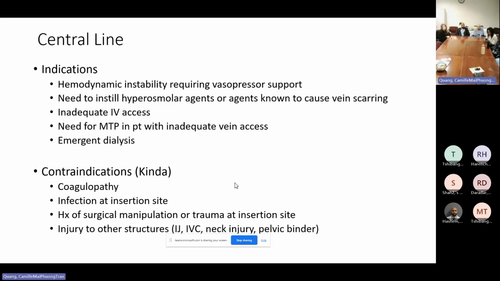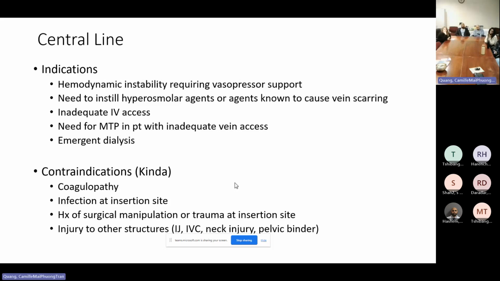So indications for a central line are hemodynamic instability requiring pressors. You need to give hyperosmolar agents, so that's going to be like 3% normal saline or mannitol in a neuro brain patient. You can't get your IV access. You need MTP, so you need to give a lot of volume very quickly. Or I added this one, need for emergent dialysis. That can also be when you need to place a central line in an ICU patient.